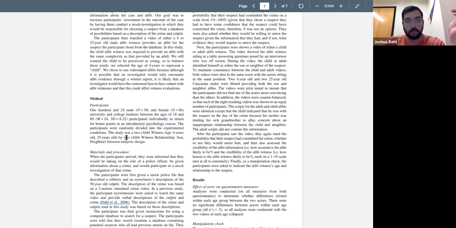The study was a 2-by-2, so witness age: people either saw a 6-year-old or a 25-year-old person, and then by 2, alibi relationship, they either saw a son or a neighbor. So you either saw a 6-year-old son, a 6-year-old neighbor, or a 25-year-old son or a 25-year-old neighbor in one of those 4 conditions. And that's why she needed 125 participants. You typically in a 2-by-2 design like this want 25 to 30 participants per condition. And there's 4 conditions times 25, which is roughly 100 to 120 participants, which is basically what she has.